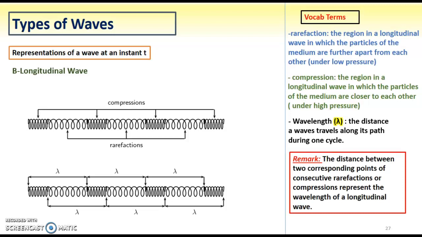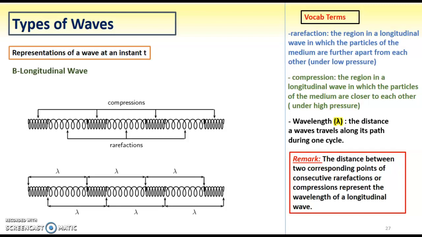Wavelength, symbolized by lambda, is the distance a wave travels along its path during one cycle. So just like the transverse wave, when a wave completes one cycle, it covers a certain distance called wavelength. In the case of a longitudinal wave, the cycle must include a compression and a rarefaction. Why? Because for us to consider that a cycle is completed, the action or the behavior must be repeated identically.